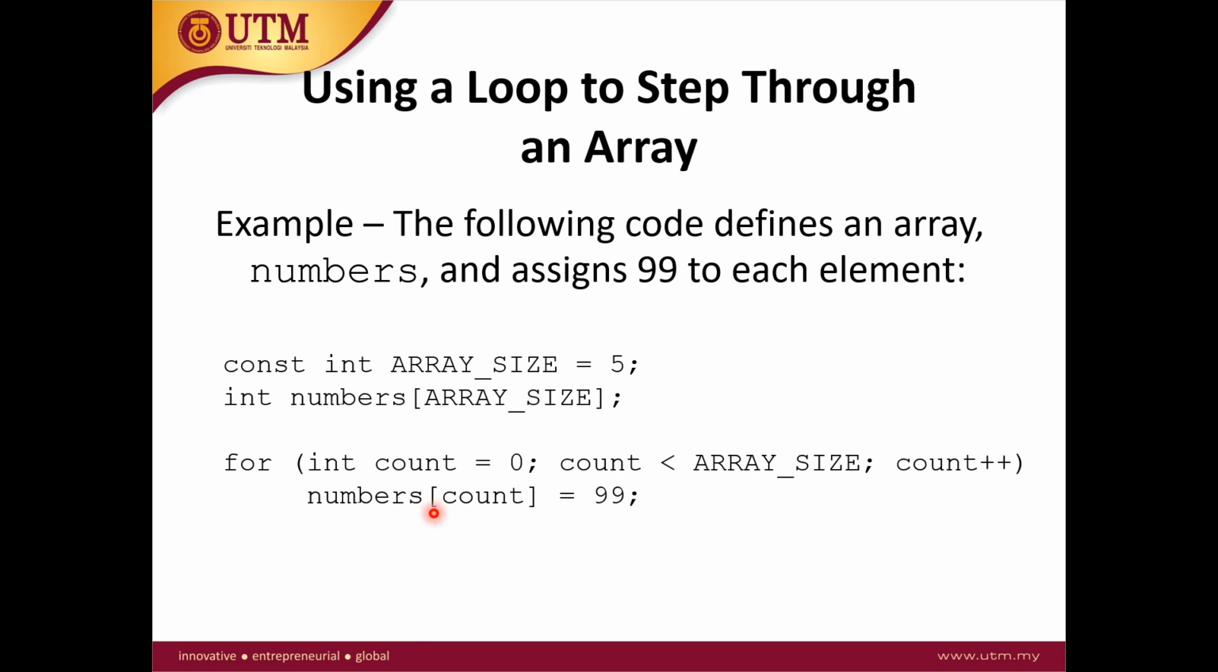That means that the index 0 of that array, the first element, is going to be assigned 99. Then the count is going to be 1. 1 is less than 5. Yes, the index number 1 of that array is going to be 99. So instead of that, if you want to enter different values, we can say cin numbers of count. At that time, we are going to enter different values to each element of that array. So we mostly use this kind of for loop in order to access the elements of an array.